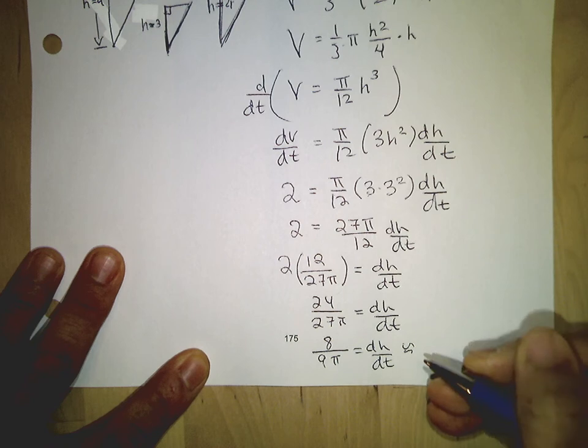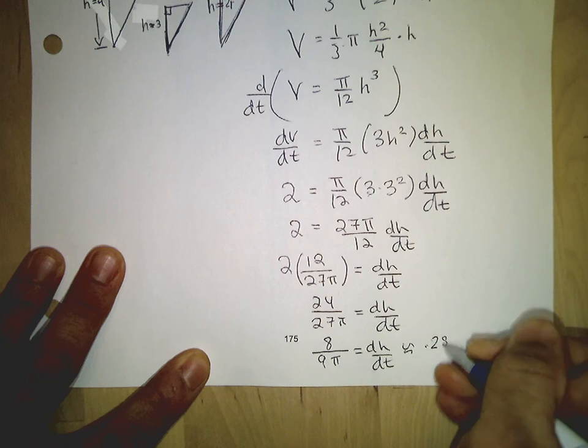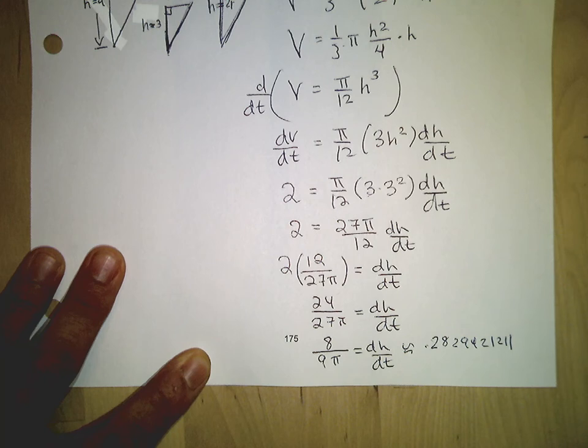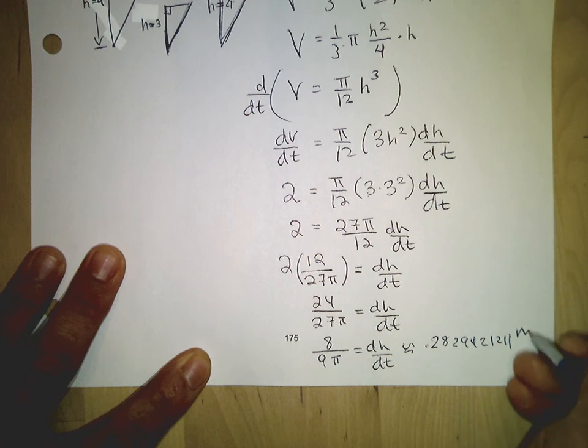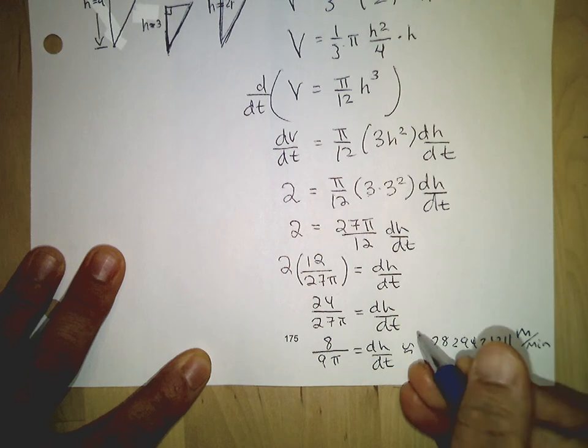And that's approximately, I'll just write it all out, 0.282942121. And then remember that this is going to be the height being measured in meters and the time in minutes, so meters per minute.